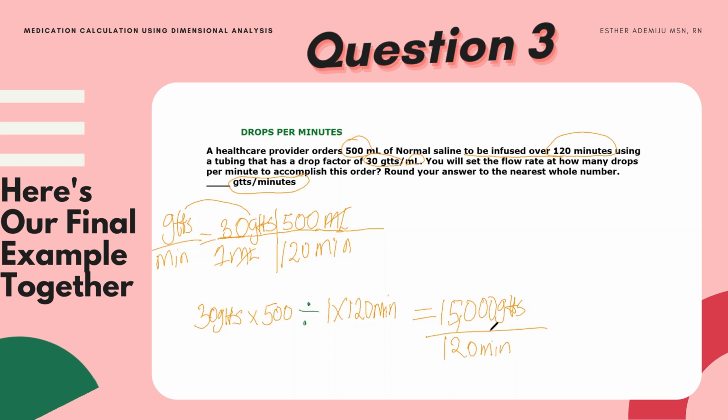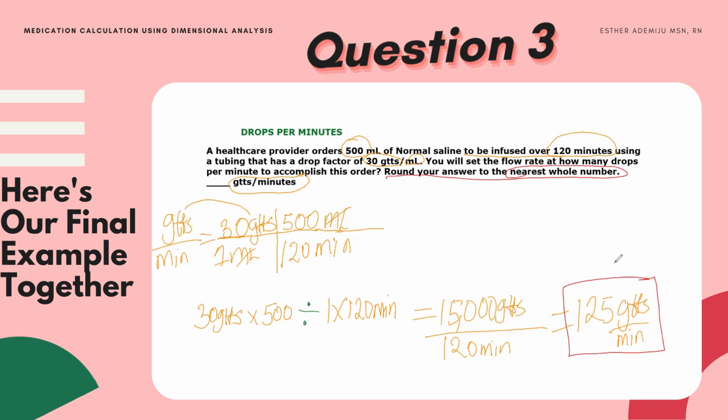And if we go ahead and divide that, 15,000 divided by 120 should give us 125 GTTS over minutes. And that's our answer. And the question says to round your answer to the nearest whole number. Unfortunately, our answer is already in the nearest whole number. And that's our answer. All right.